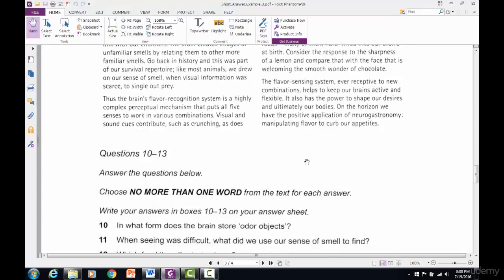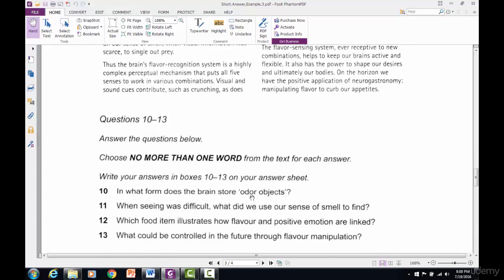And here's our last question, number 13. What could be controlled in the future through flavor manipulation? Here's manipulating flavor right here. So we're looking for what could be controlled. On the horizon, we have the positive application of neurogastronomy, manipulating flavor to curb our appetites. For those of you who are vocabulary challenged, curb is the same as controlled. Remember, they love to use synonyms to point to the answer. So the answer is appetites. Appetites is the answer for number 13.